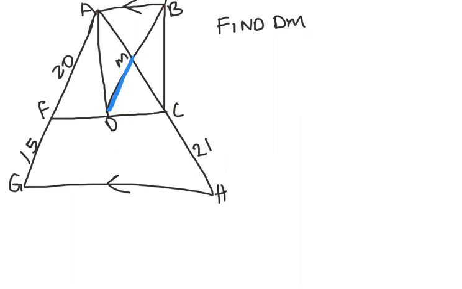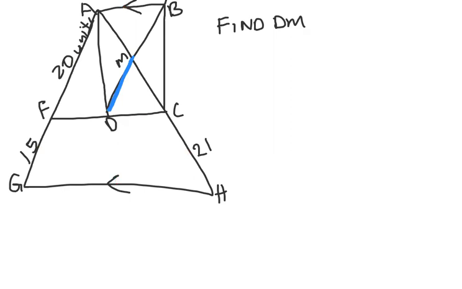So they give this as 20. So this is 20 units. Let's just write their units, so we already know the answer we need will be in units. So that's 20 units. FG is 15. CH is 21. That's what they give. Then they also give that AB is parallel to GH.